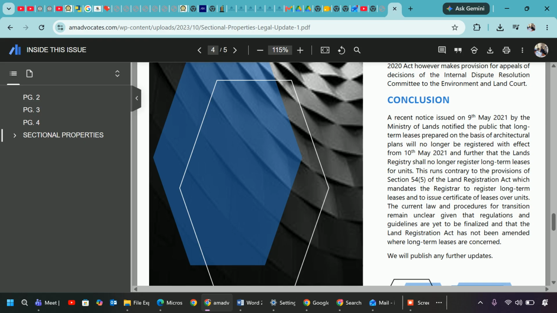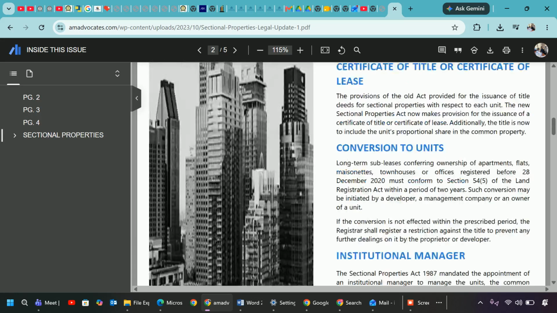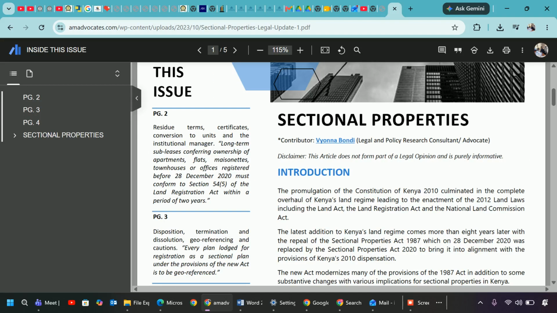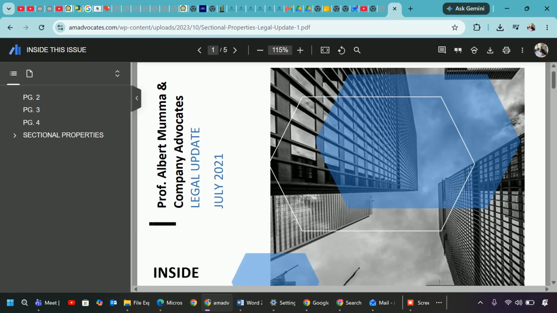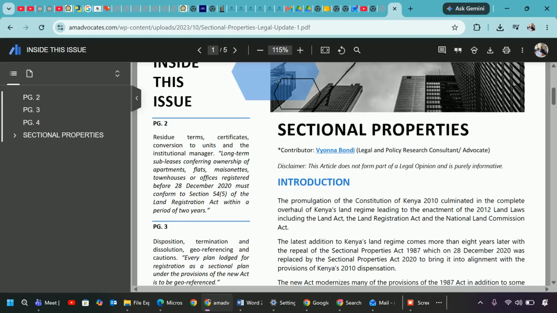So the current law and procedures for transition remain unclear, given that regulations and guidelines are yet to be finalized, and the Land Registration Act has not been amended where long-term leases are concerned. Remember, this was a block that was done before the incorporation of the new Sectional Properties Act together with the Sectional Properties Regulations. So I want us to understand the difference between the two via a blog that was written by Professor Albert Moma and Company Advocates in July 2021.